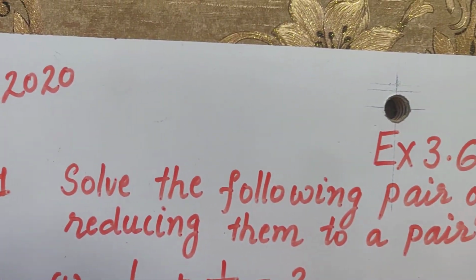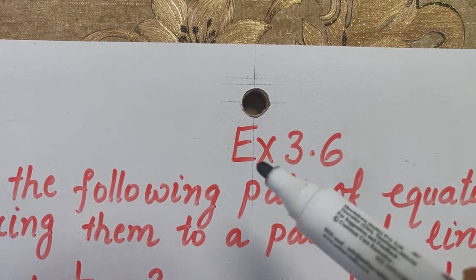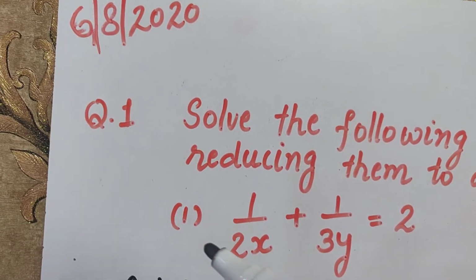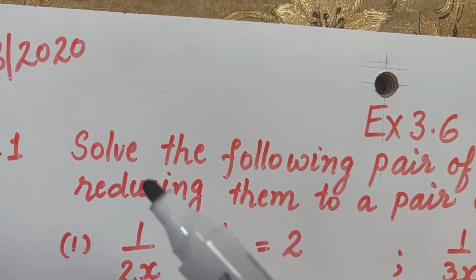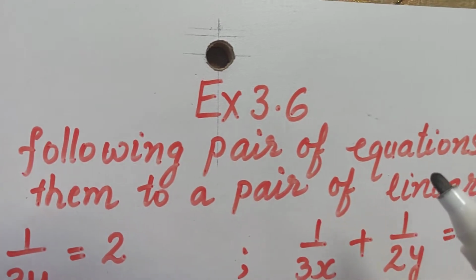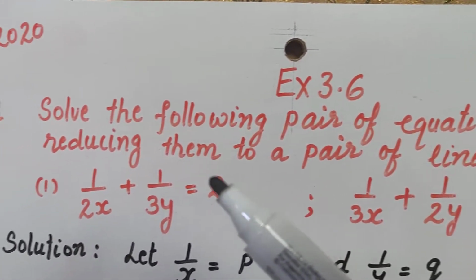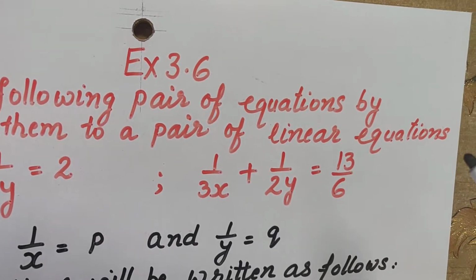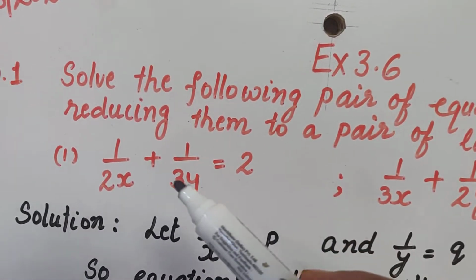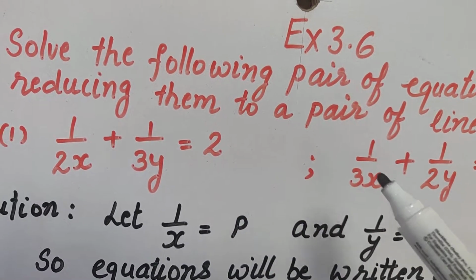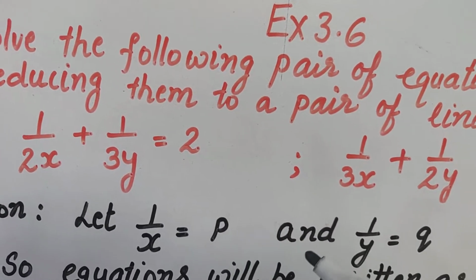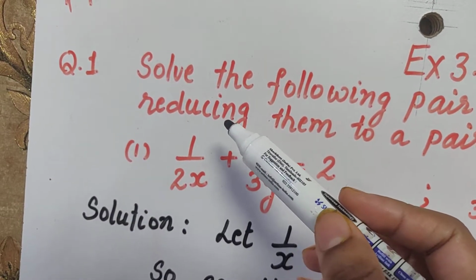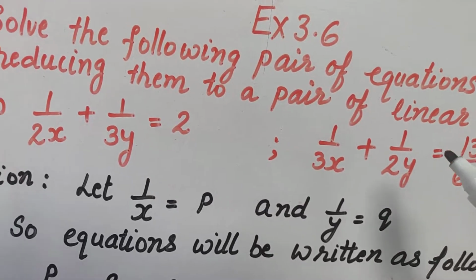Children, in this video, I am going to explain exercise 3.6, question number 1, first part to you. The question is, solve the following pair of equations by reducing them to a pair of linear equations. Now, what is the meaning of this word, by reducing them to a pair of linear equations?